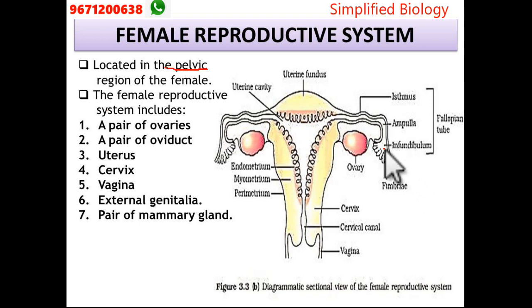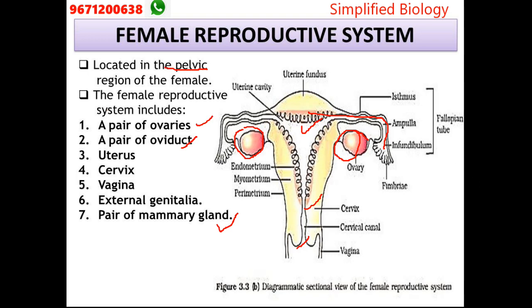So it contains, first, the fallopian tube, which is also named the oviduct. Another is a pair of ovaries. After that, the uterus is there, which is a pear-shaped structure. Another is the cervix, then the vagina, then the external genitalia, that is the covering around the vagina, and a pair of mammary glands. So first we are going to discuss the ovary.